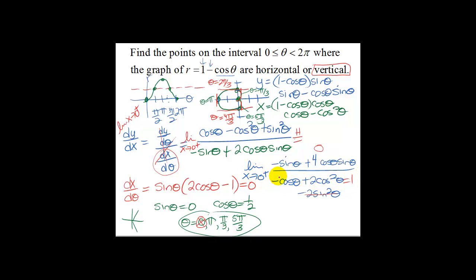So the limit as theta approaches 0 is 0 over 1, which is 0. So that does let us know at 0 that we have a horizontal tangent, because dy/dx does equal 0. So we've got one more horizontal tangent right here at 0. So to summarize, our verticals were at pi over 3 and 5 pi over 3, and pi. Those were our verticals. And our horizontals were when theta equals 0, 2 pi thirds, and 4 pi thirds.